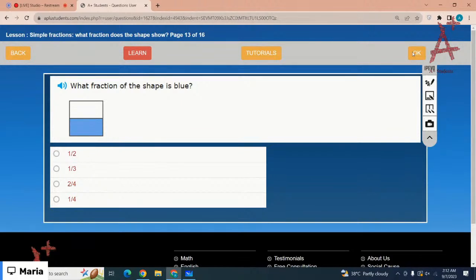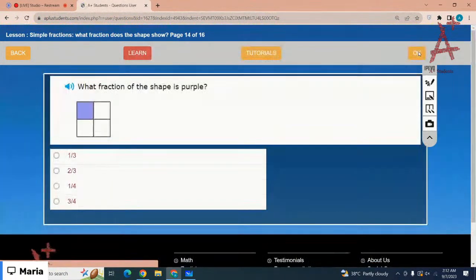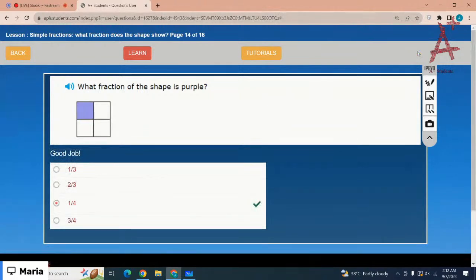The correct option is 1 out of 2. Very good. What fraction of the shape is purple? Which is the correct option? The correct option is 1 out of 4. Option number 3 is the correct option.